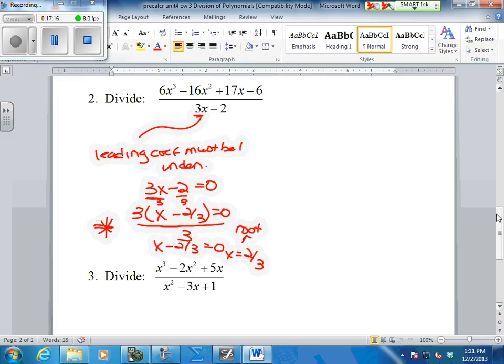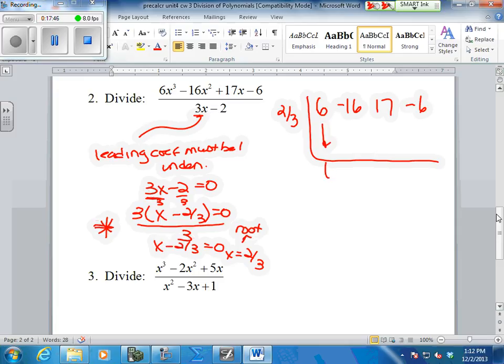Okay. Now, does this guy have everybody? 3, 2, 1, 0? Yes. Okay, give me the coefficients. 6. So 6, negative 16, 17. Okay. And what's my root, possibly? My divisor? 2/3. Oh, now don't panic because it's a fraction. Because I wouldn't make you have fractions. I'll make them work out nicely.